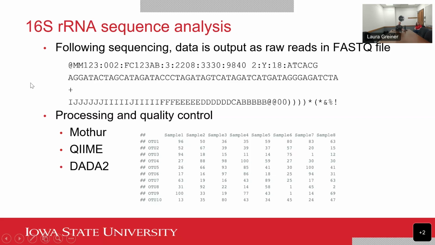From there, we would input those sequences into specific software for processing and quality control. Some examples are Mothur, QIIME, and DADA2. We're currently using Mothur. From that, we would get a matrix, as shown to the right here, where we have organisms as rows, samples as columns, and then counts, the number of each organism present in each sample. From there, those are what we're really going to use for the remainder of the analysis.